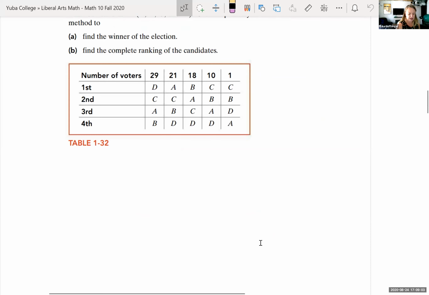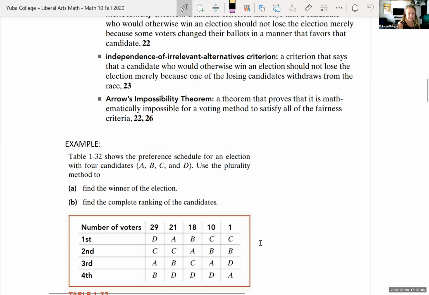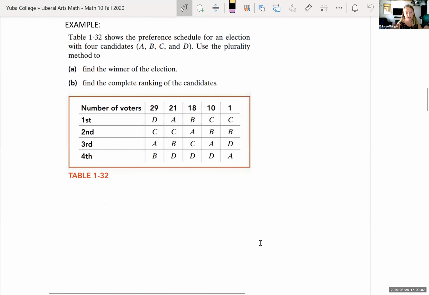So I thought it would be kind of cool to go through an example, looking at all the different types of methods and counting the different ways, to see who would be the winner depending. In this example, we have a table below and it shows the preference schedule for an election of 4 candidates. We're going to call them A, B, C, and D. Use the plurality method to find the winner of the election.